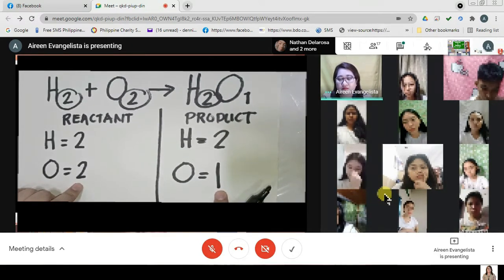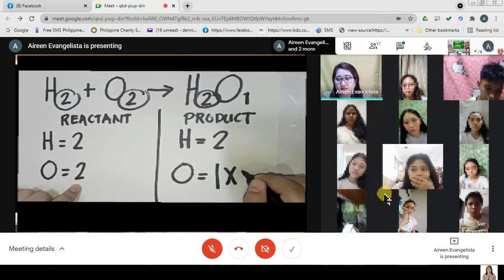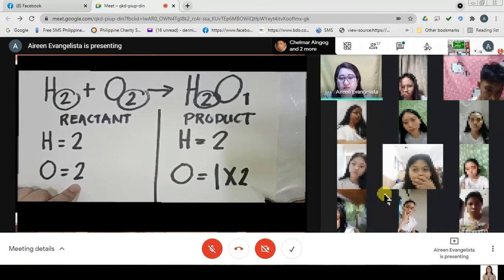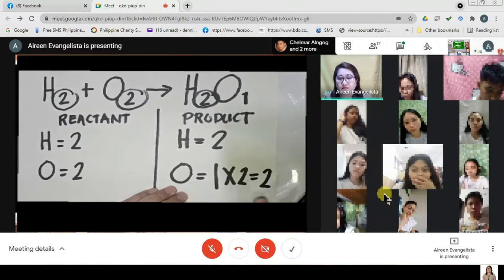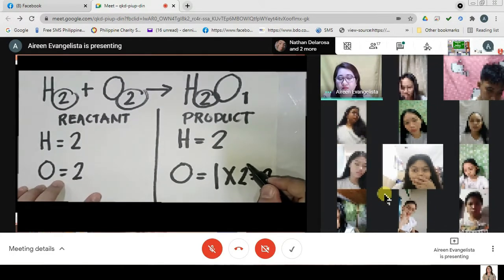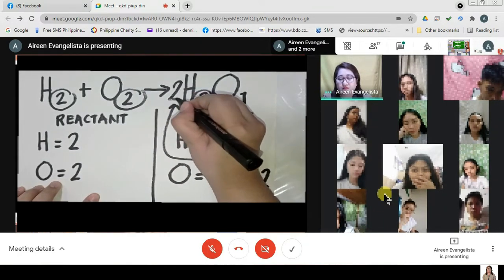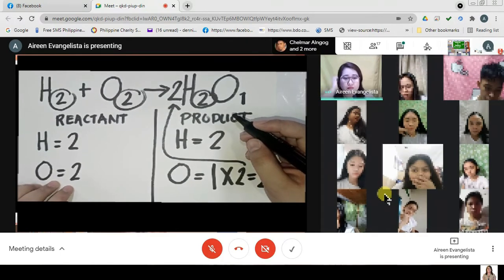So here we have oxygen as 1, and oxygen here in the reactant is 2. So to make it equal, we have to multiply this 1 by 2, in which in step number 3, we have to multiply the number of atoms. So 1 times 2 is 2 to make it balanced. Then the 2 here will serve as the coefficient. So for step number 4, placing a coefficient in front of the molecule.